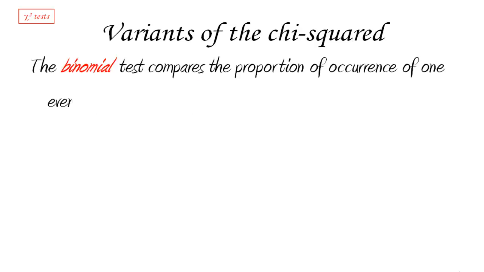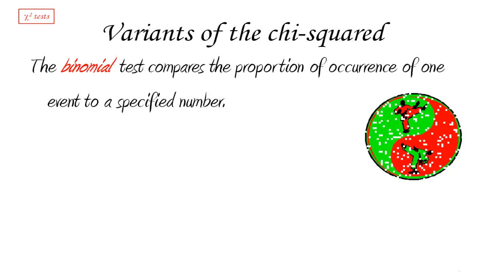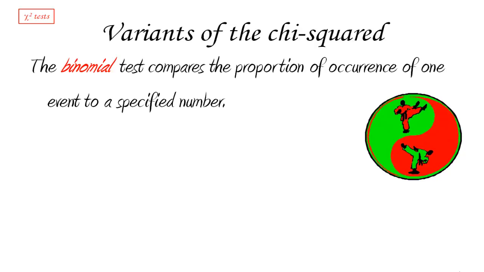Another variant of the chi-square test is the binomial test. Now this is a very simple test. In a way, it's the simplest kind there is. It's just a yes or no test from a couple of different perspectives. So the binomial test compares the proportion of occurrence of just one event to a specified number. So in a way, it's a goodness of fit test, but for something where we're only looking at one of the values.